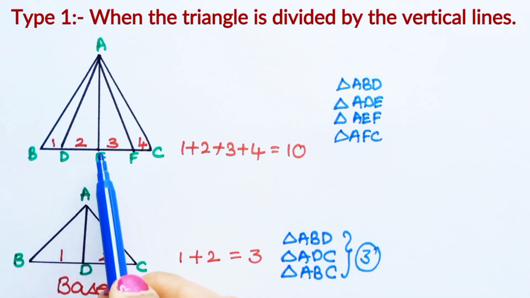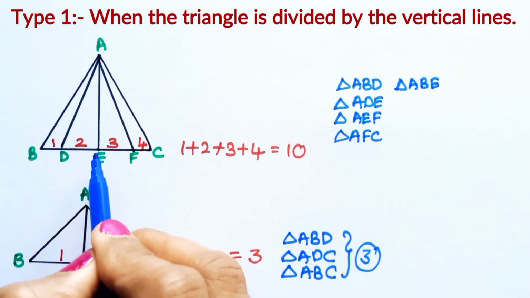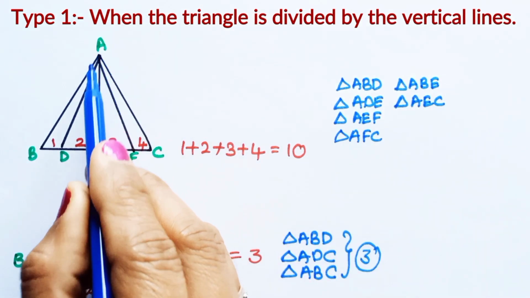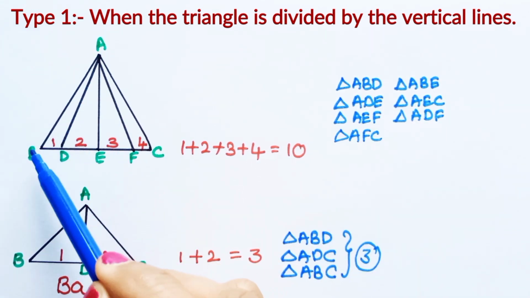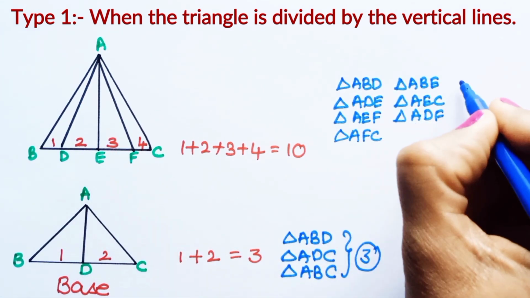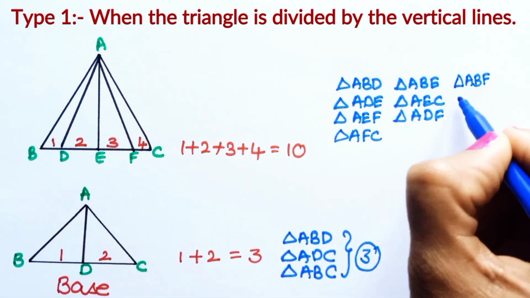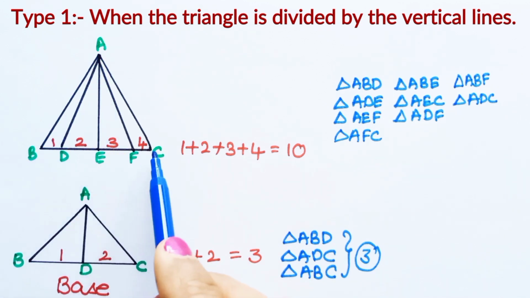triangle ABE, triangle AEC, triangle ADF, triangle ABF, triangle ADC, and bigger triangle ABC.